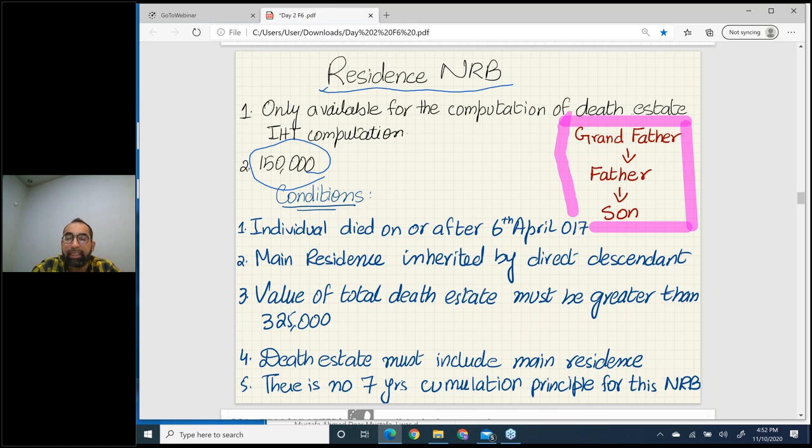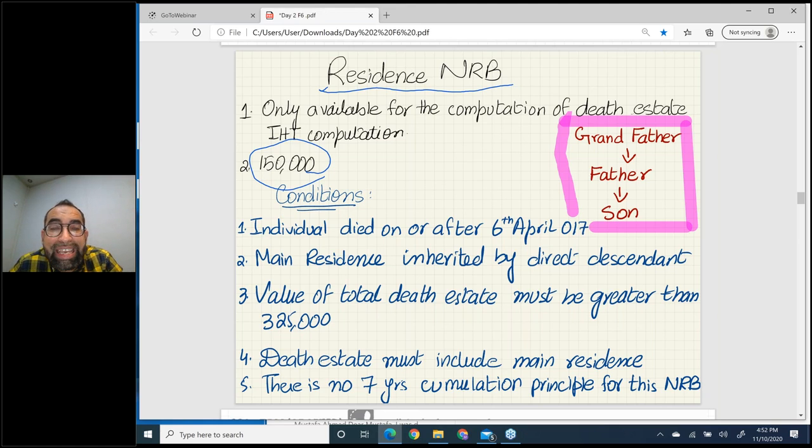These are the conditions. Number one, the individual died on or after 6th April 2017. If you want to include residence NRB in the calculation, read the date of death. The person must have died on or after 6th April 2017. This is the first condition.